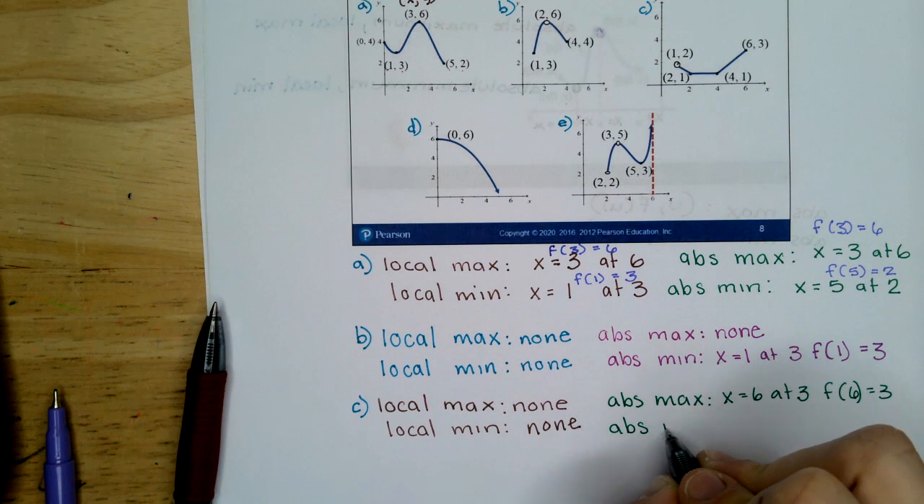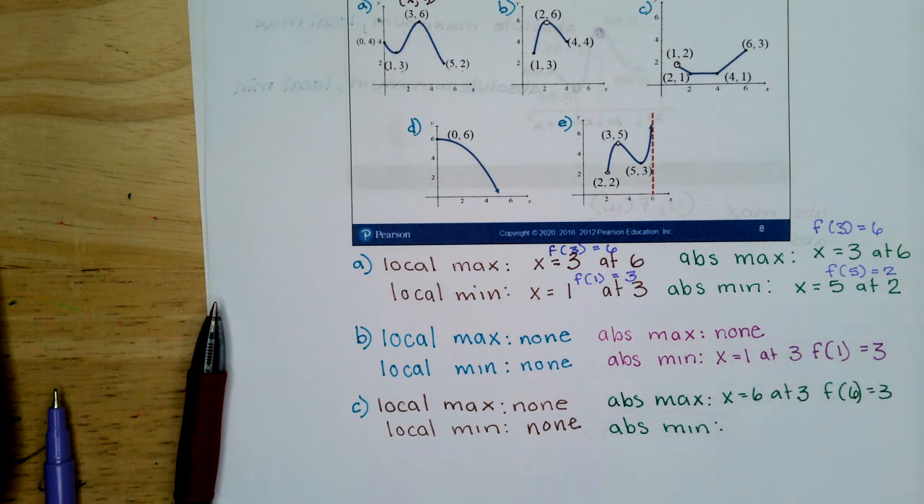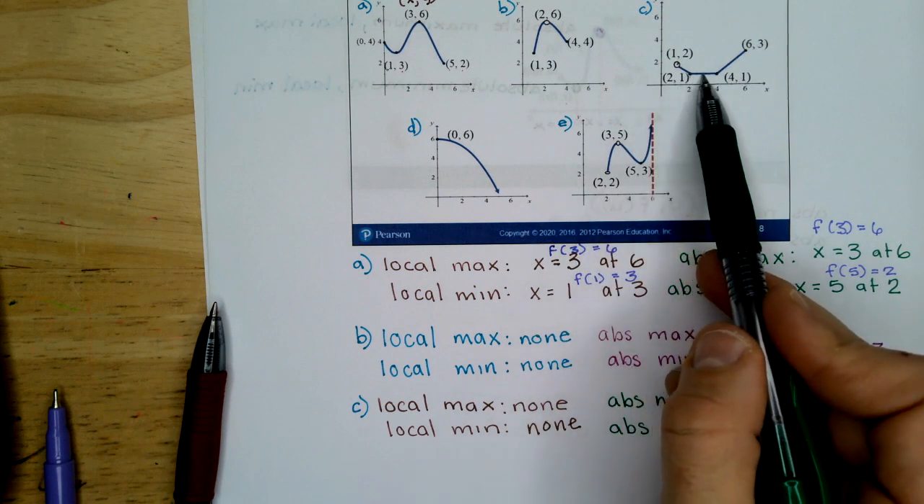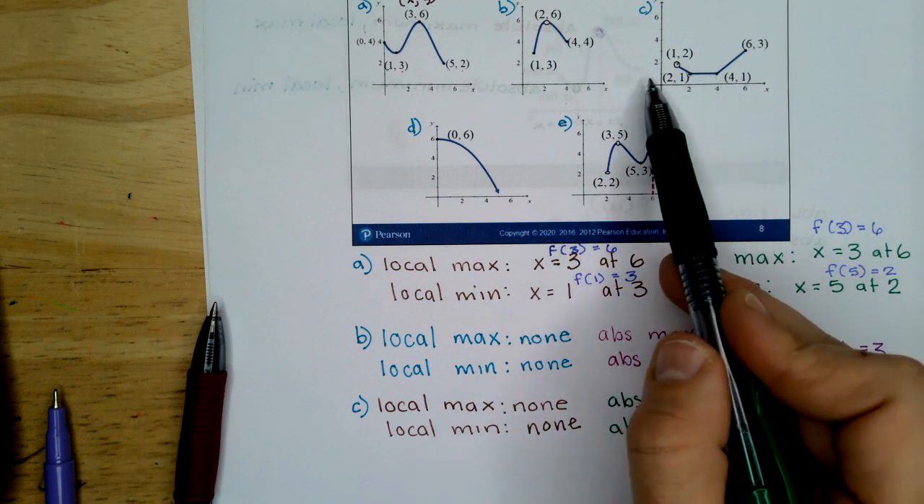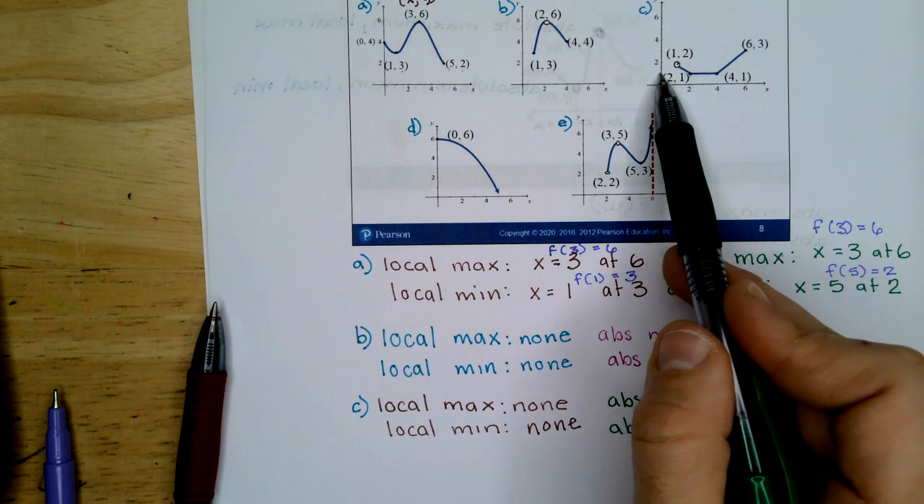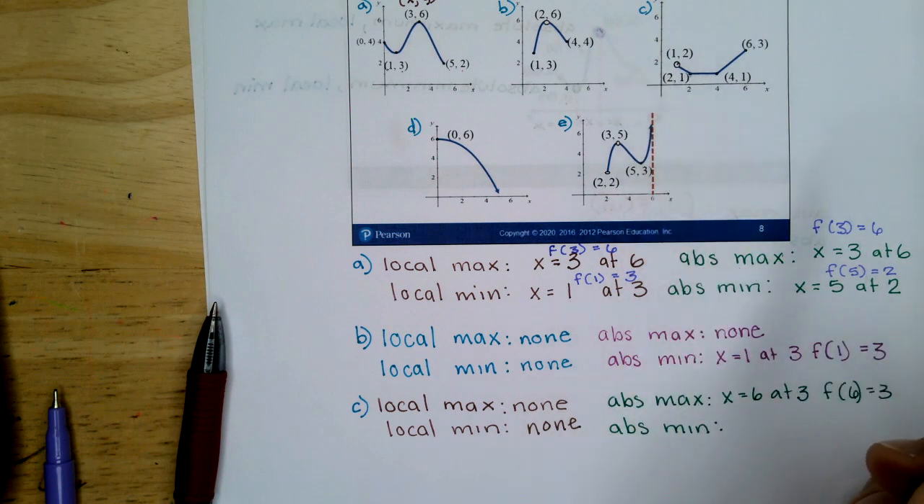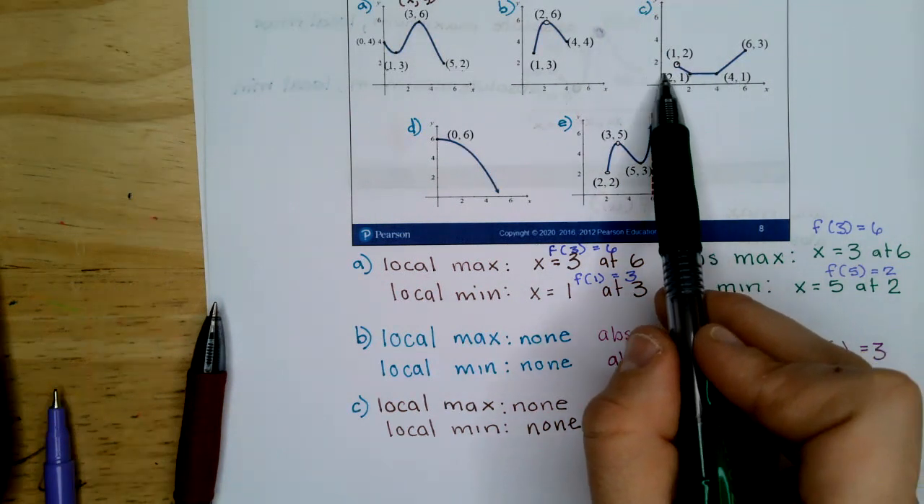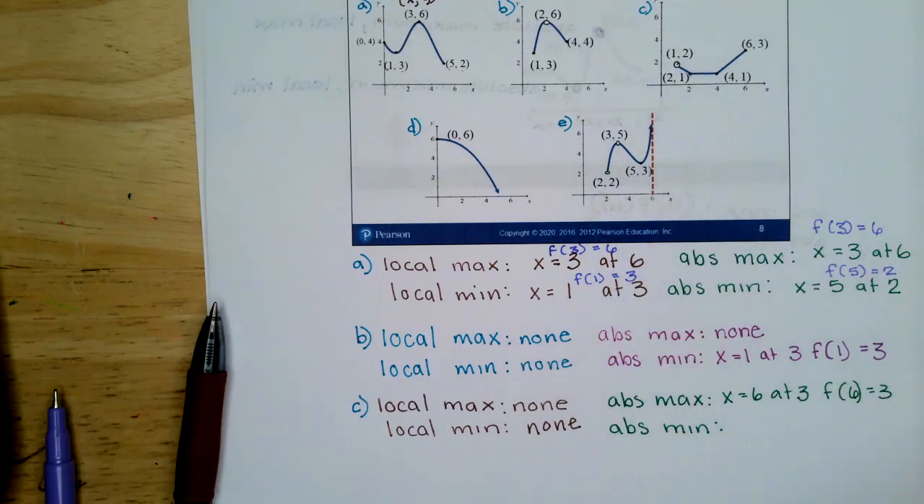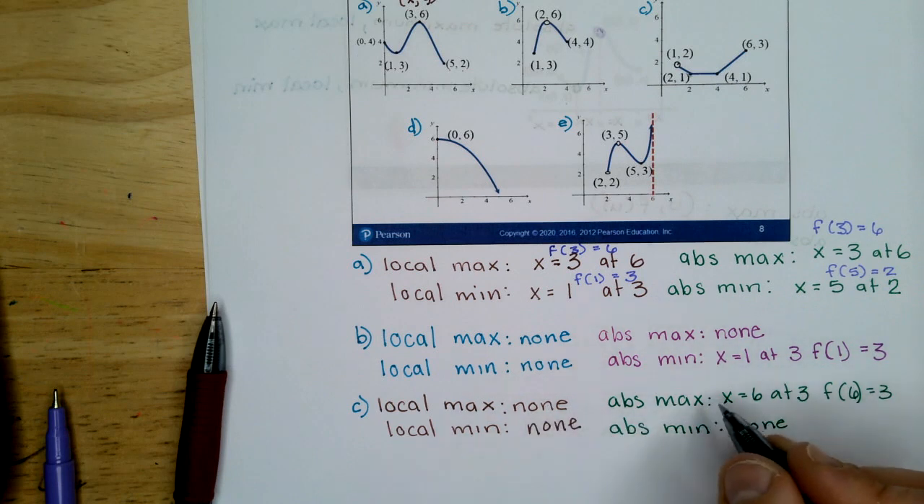Absolute minimum. There is an entire constant at what looks like y is equal to 1/2 or 1 maybe. So there is no minimum that is lower than any other point. So we were going to say none. So for C, it's none, none, none. There is one absolute maximum. That's it. Okay.